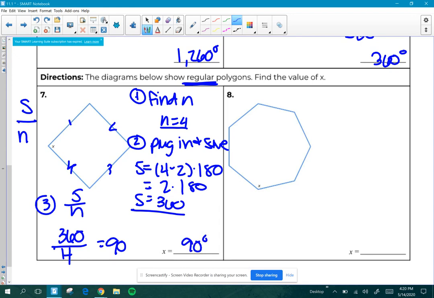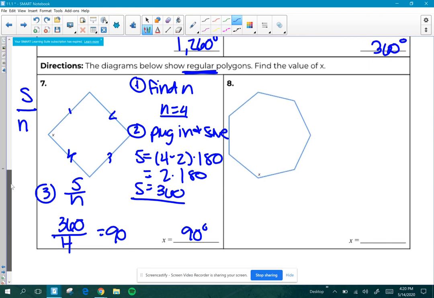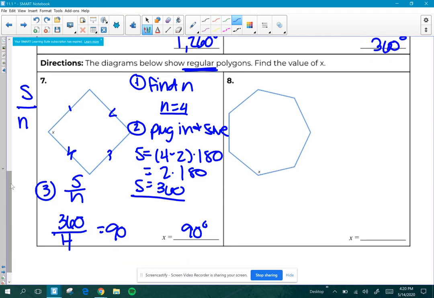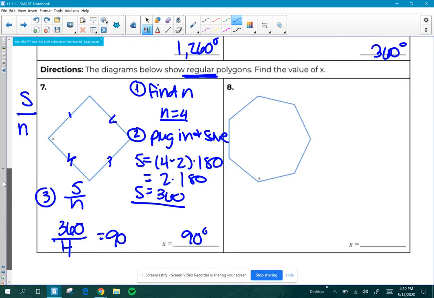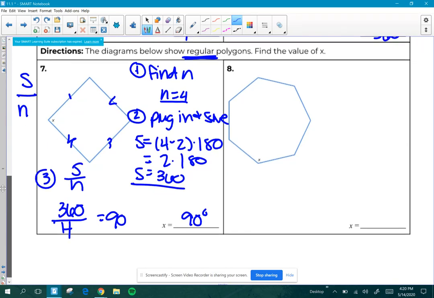So it's just one extra step here. You're using the same formula, you're just dividing by n. The biggest mistake that people would make is to stop here at 360 and plug in 360. So you just have to make sure you're reading the answer or the directions very carefully.